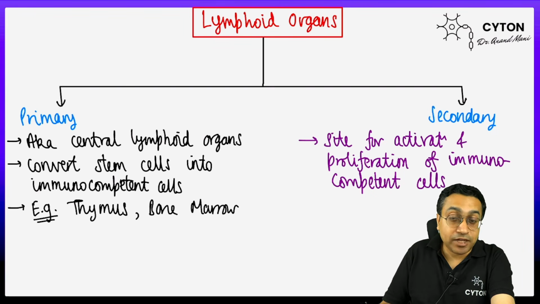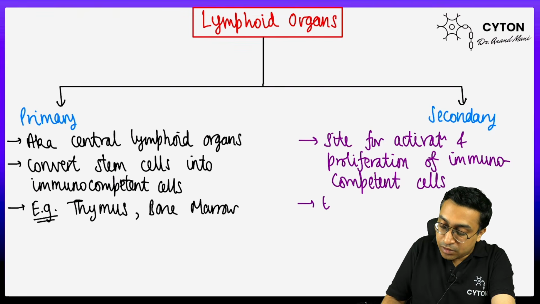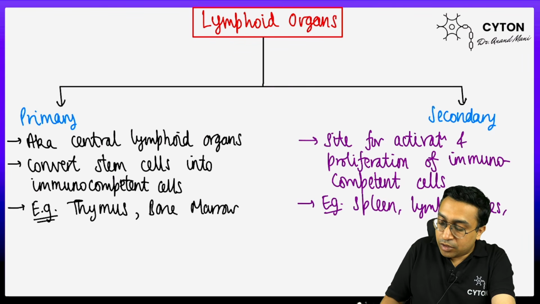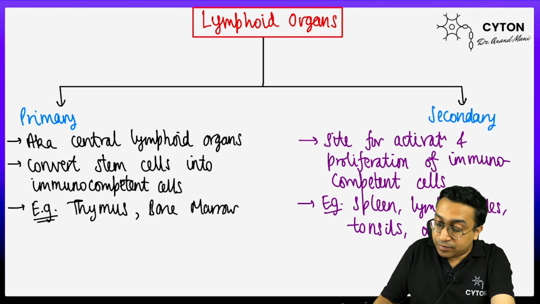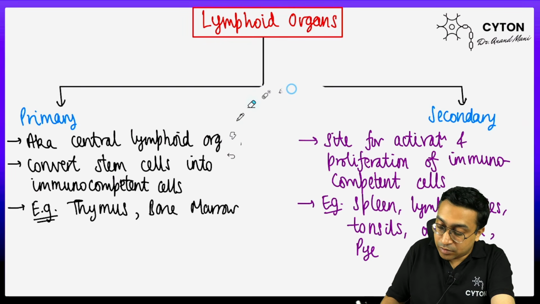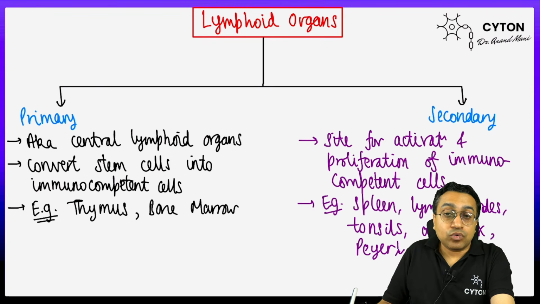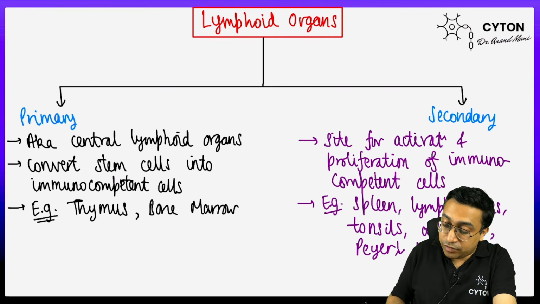So what are the examples of these secondary lymphoid organs? That is the spleen. Examples: the spleen, okay, lymph nodes, tonsils, appendix, and the Peyer's patches. Okay, so that is the MALT and all those we will discuss in a while.